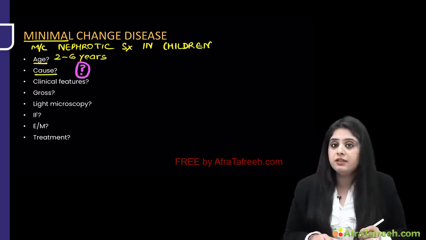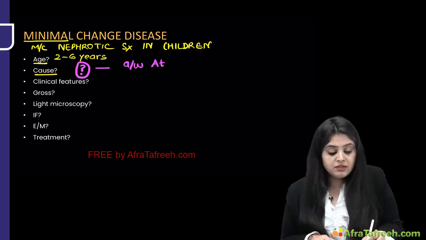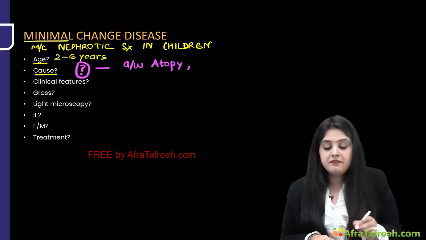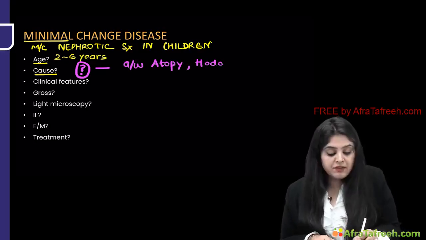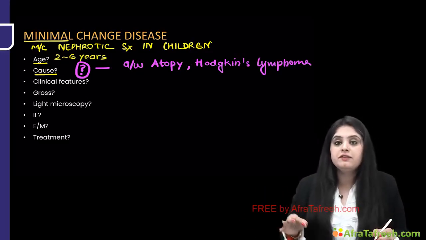It is very poorly understood, but there are a lot of hypotheses. They have found that this is associated with people having allergies like atopy. They have found this is associated in people or kids having Hodgkin's lymphoma. So they found a lot of associations, but they couldn't come down to that one final answer that this is the reason why nephrotic syndrome is happening.